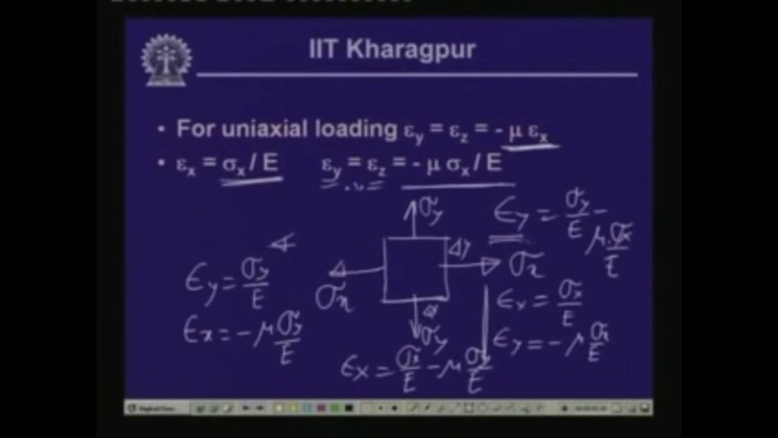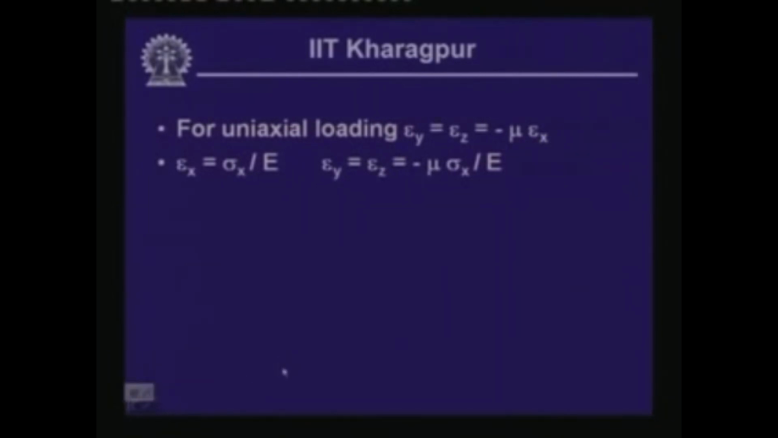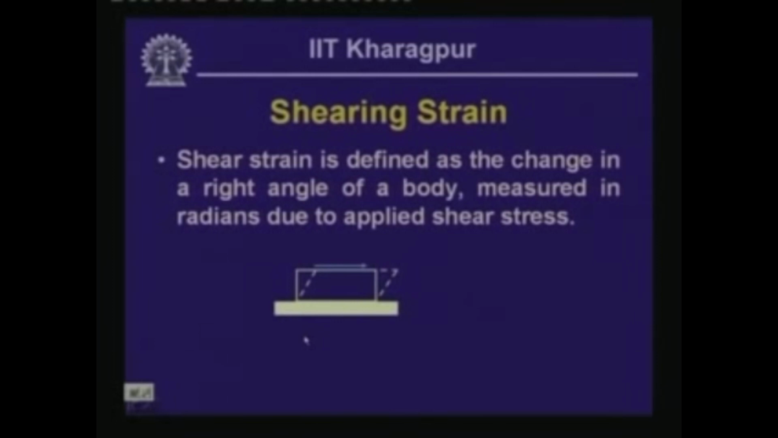So, these are the strains for simultaneous action of axial pull both in the x and y direction. Now, having looked into the strains in the axial directions, when it is acting only in one direction or acting in the two directions, wherein we have the strains epsilon x, epsilon y.